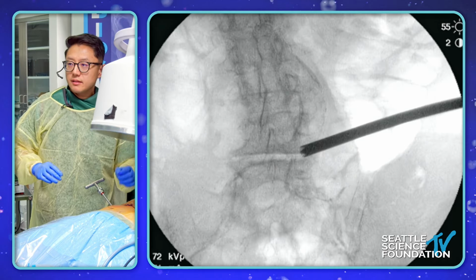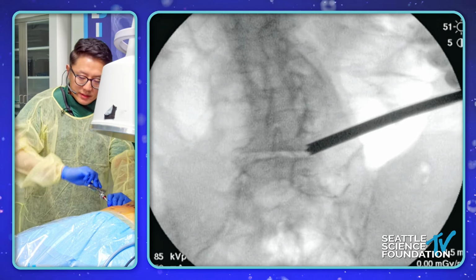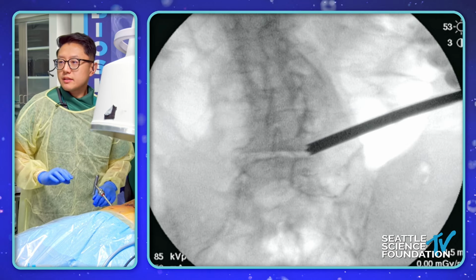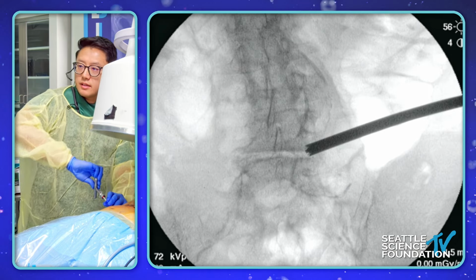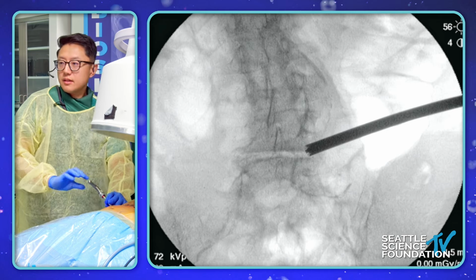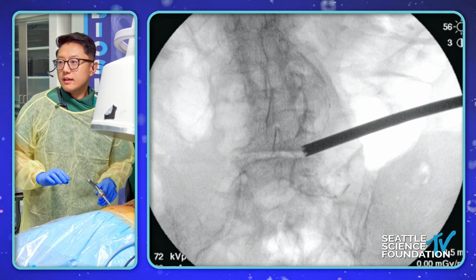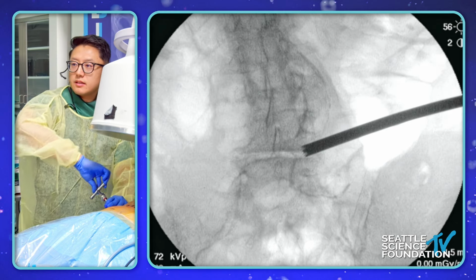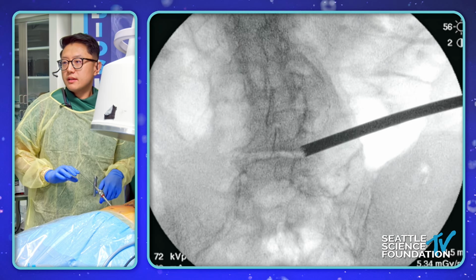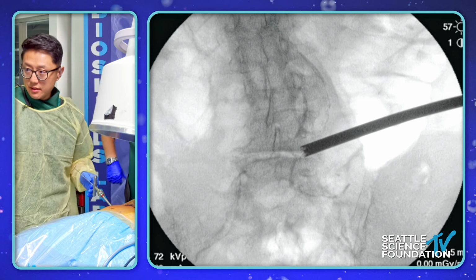Let's see a shot there. Okay, so we're going to wrap up the reaming. One more shot there. Okay. Shot there. One more shot. Okay, so at this point, I'd be comfortable stopping here.